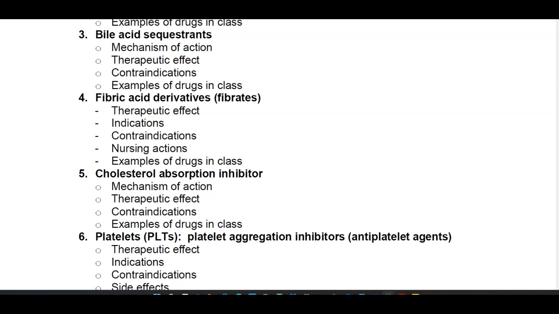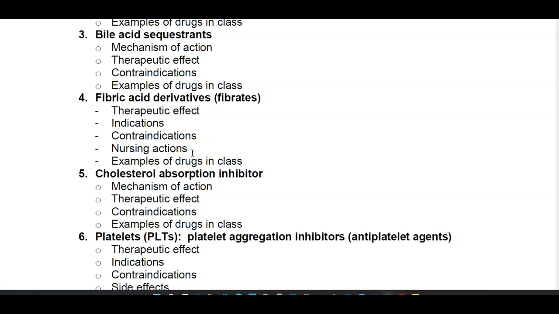So what it does is it binds to bile and it's excreted in the stool. So bile aids in digestion, right? It increases absorption of fats and fat-soluble substances, and it is the route of excretion for bilirubin, a byproduct of red blood cells recycled by the liver.